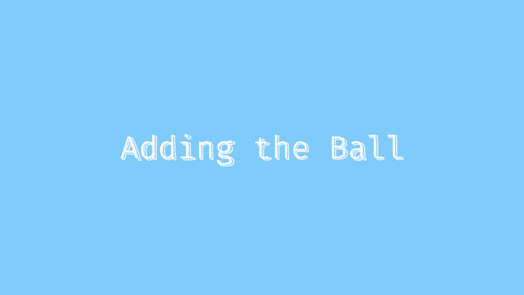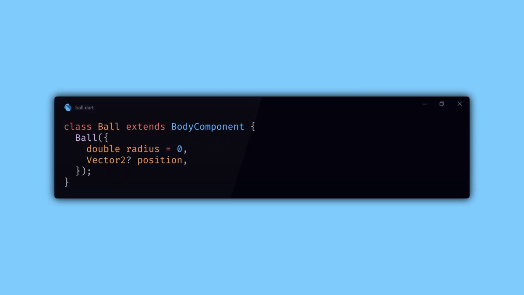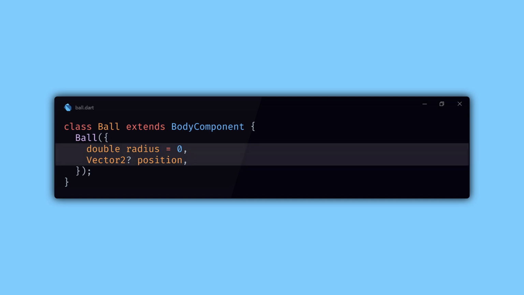The ball is a dynamic entity that will move and bounce off the walls and paddle. We'll create a ball class for this, and similar to the walls, we'll extend the BodyComponent. The constructor of the ball takes two optional parameters, radius and position. These parameters allow us to define size and the initial position of the ball.